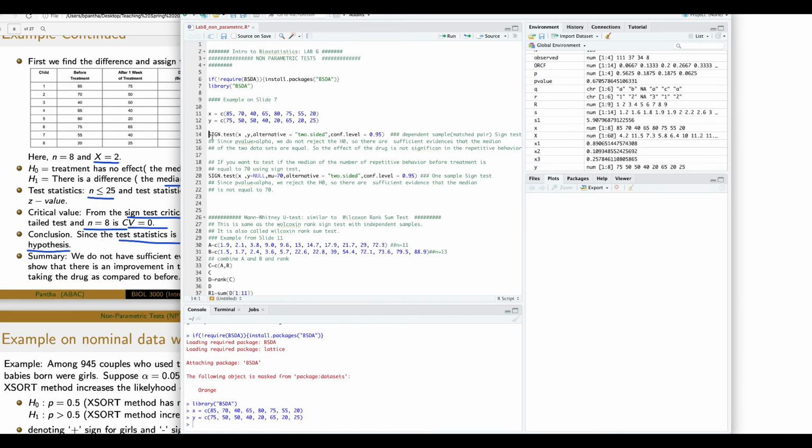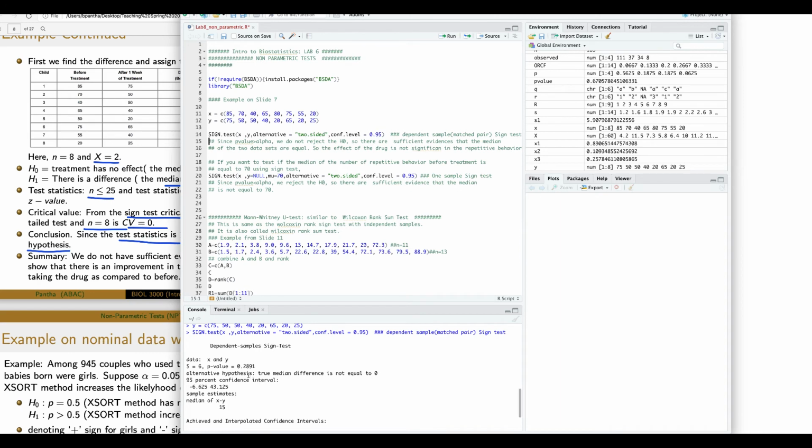Now, this is SIGN.test, all uppercase, SIGN.test(X, Y, alternative is two-sided, and confidence level is 0.95). This is the dependent sample matched pair Sign test. So what do you get? What do you get for alpha? The p-value is 0.2891.